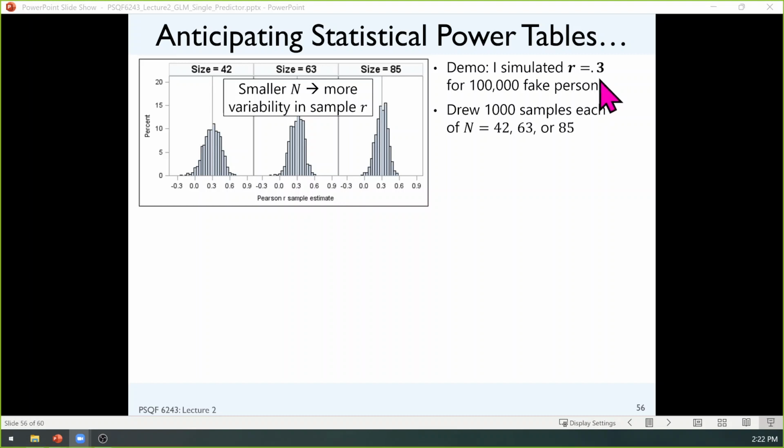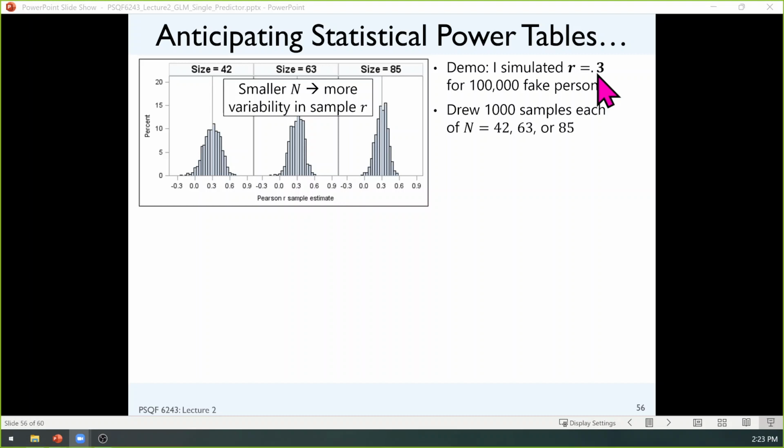The fact that it's positive tells me that as x goes up, y is predicted to go up. As x goes up by 1 standard deviation, y is predicted to go up by 0.3 standard deviations. So it's, I'd say, medium-ish with respect to effect size. So I know that that is the truth. Now my question is, in a given sample, what are the odds I'm going to actually find that 0.3 to be significant? And what are the odds I'm going to miss?